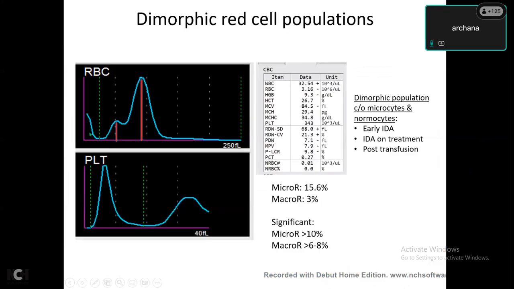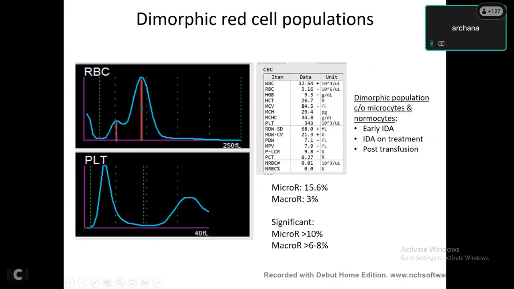So just to touch upon dimorphic red cells, how do we enhance this information? Dimorphic could be microcytes and macrocytes, or microcytes and normocytes. How are we able to identify which type of red cell populations are causing this dimorphic blood picture? Is it possible by looking at just a simple histogram to do that? Actually, pretty much quite often, yes.